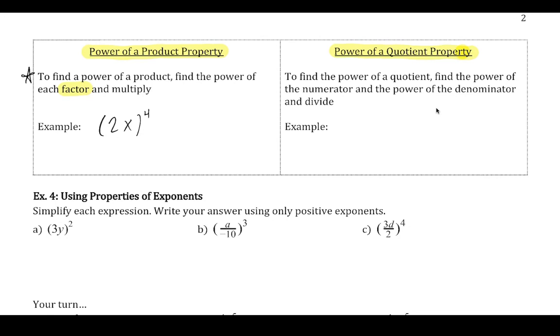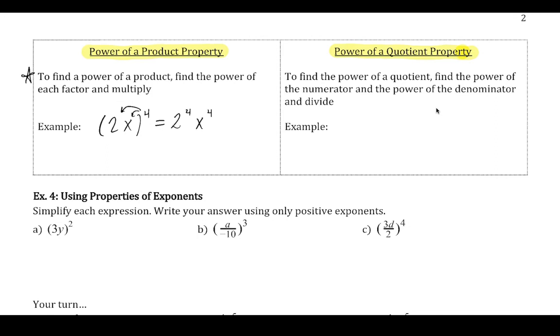And just to review, factors are any combination of things being multiplied together. So in this case, the 2 is a factor, and the x is a factor as well. So that basically means that that 4 exponent is going to go to each of the 2 factors. So if there are more than 2 factors, it would go to every single different factor there were. So this becomes 2 to the 4th power times x to the 4th power.